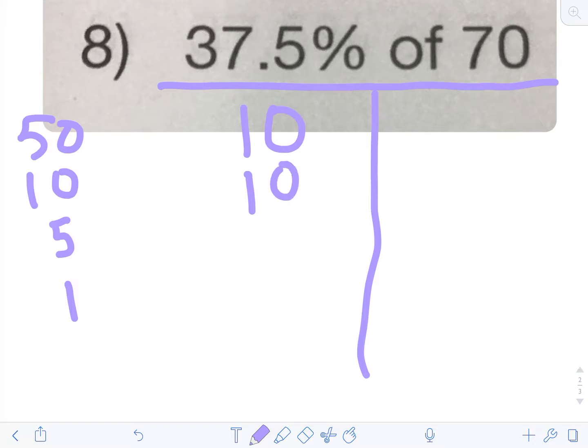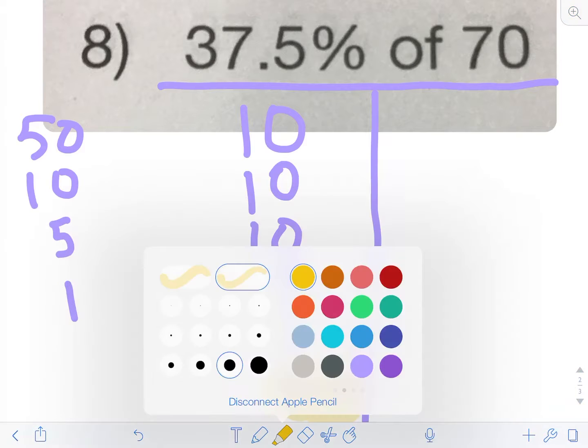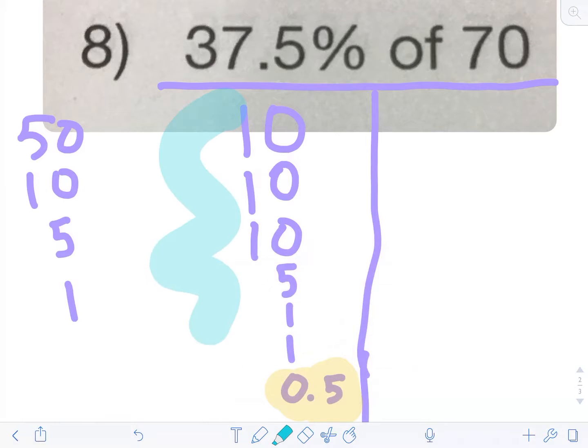So we have 3 10s to get 30. We have a 5 and 2 1s to get 7. And all we have left is a 0.5. And you're like, I don't know how to do 0.5, I hate this. But don't worry, because we have all these other numbers that can help us along the way. So let's get that 0.5 out of your mind for a second and just work this in pieces.